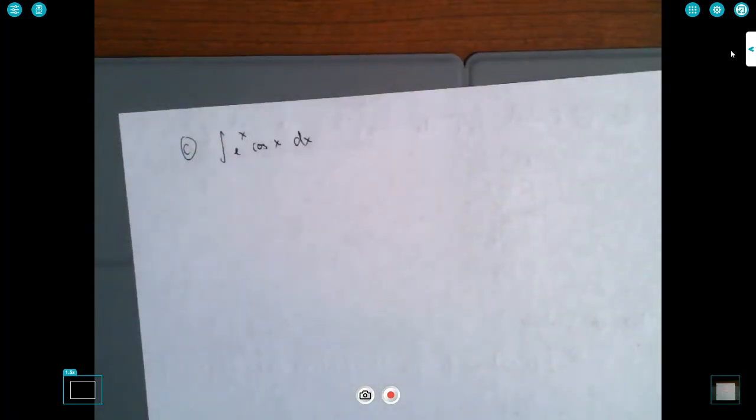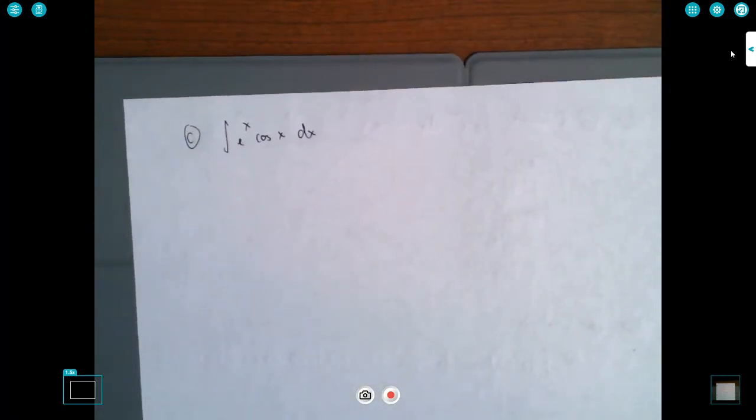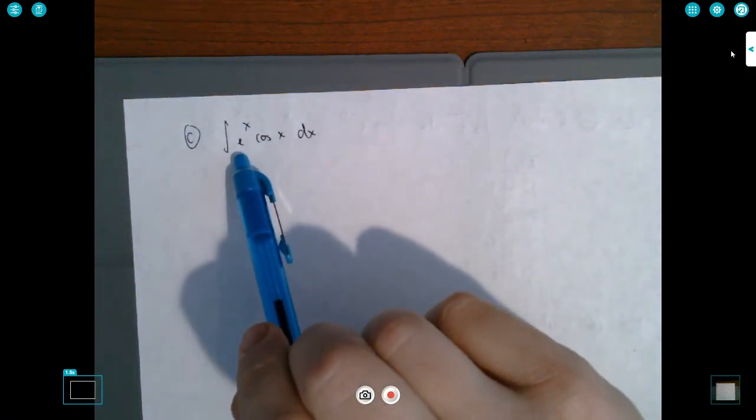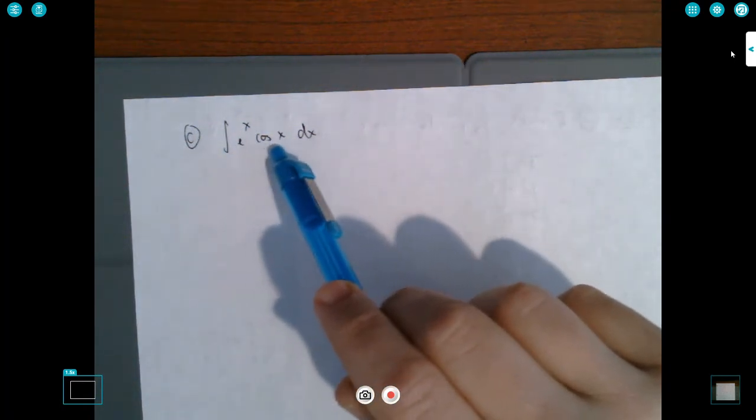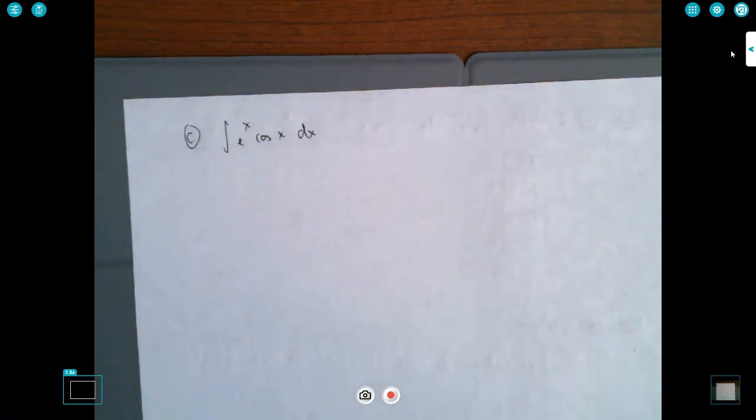So let's say you've got this scenario. Now, neither of these functions is algebraic. If I differentiate e to the x, I'm just going to get e to the x, e to the x, e to the x over and over and over again. If I differentiate cosine x, I'm going to get negative sine x, and then negative cosine x, and then positive sine x, and then positive cosine x, and it's just going to kind of alternate like that.